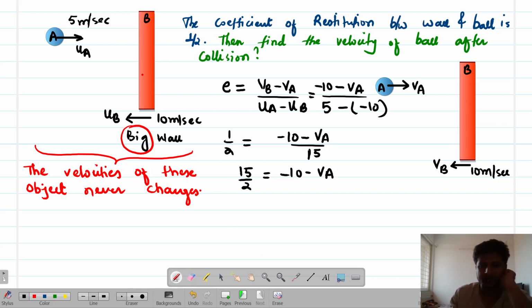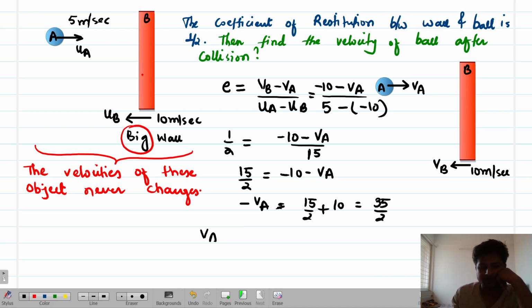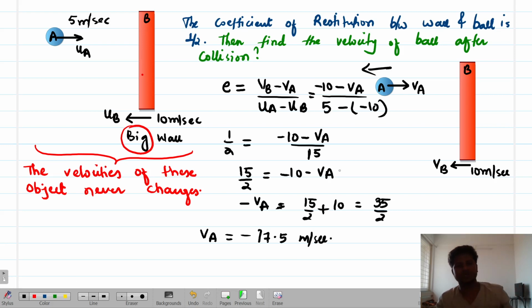Is that clear? So how much is that? Simple. V of A is equal to 15 by 2 plus 10, oh no, it is plus minus V of A. So that is 35 by 2, isn't it? So that means V of A is equal to minus 17.5 meter per second. That means it is actually going opposite with an increased velocity, which is 17.5 meter per second. Are you able to get me? Is this clear?